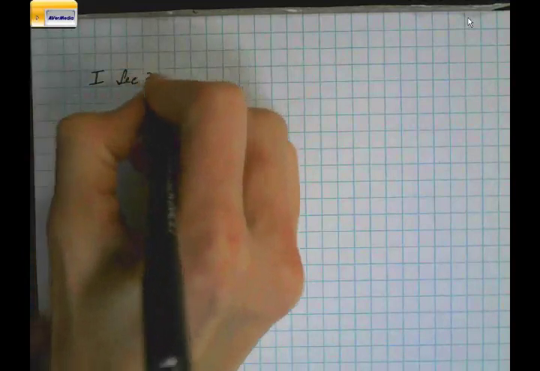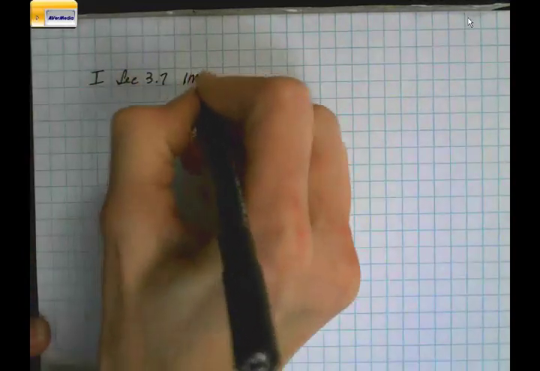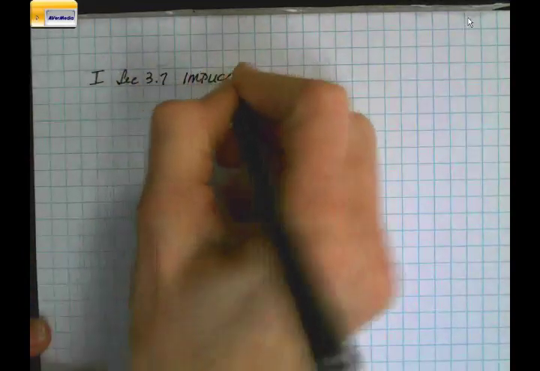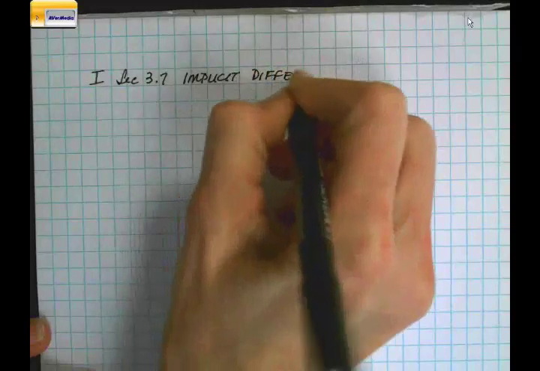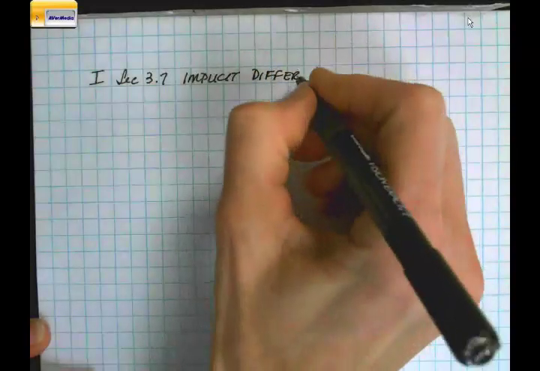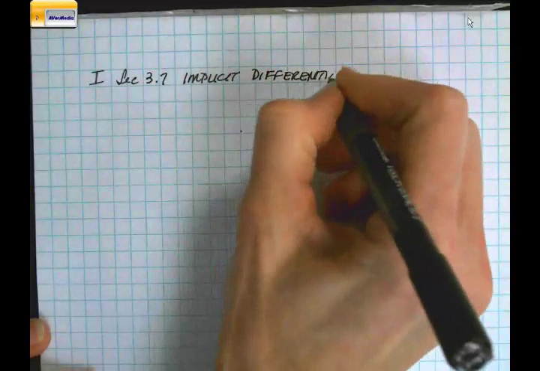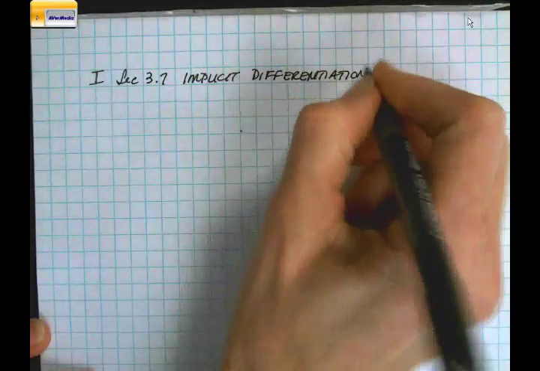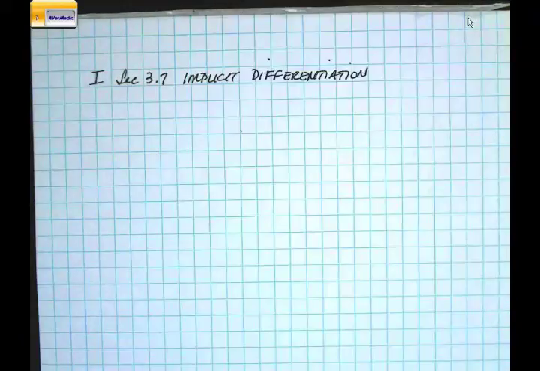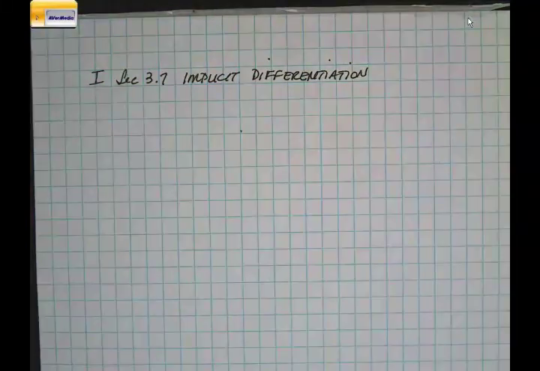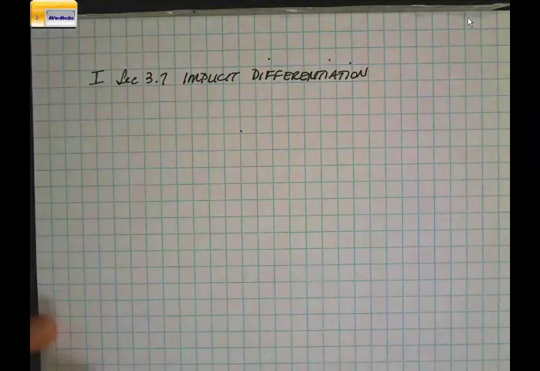Okay, so again, this is section 3.7. This is implicit differentiation. That's a big word. Differentiation. I don't know what that is. Whoever made up that word. You have to think about it when you write it down. And dot all those i's.